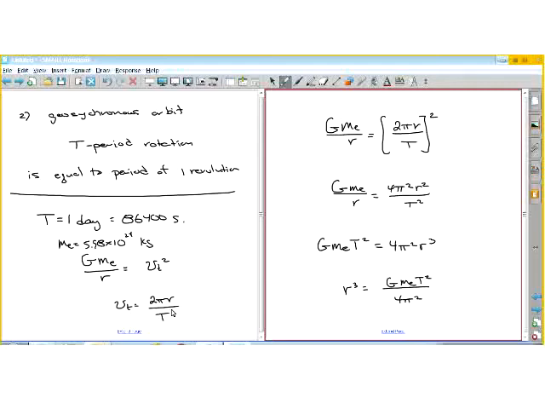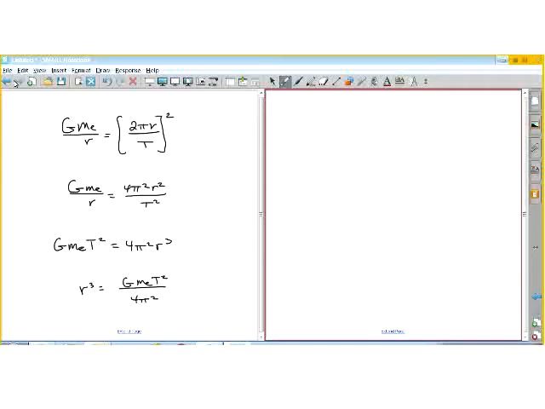Then once you have the radius, you could go back here and calculate the tangential velocity needed for a geosynchronous orbit. So that's how a geosynchronous orbit works. I'm giving you the period, which gives us enough information to substitute into here where we only have one unknown, which is the radius. Okay, so those are the kind of things you need to be prepared for as far as the gravitational force in satellites.